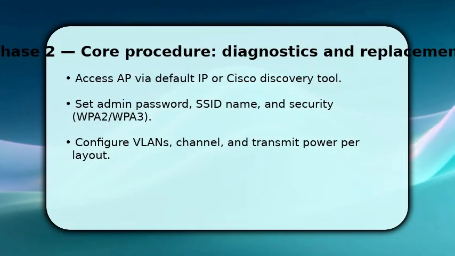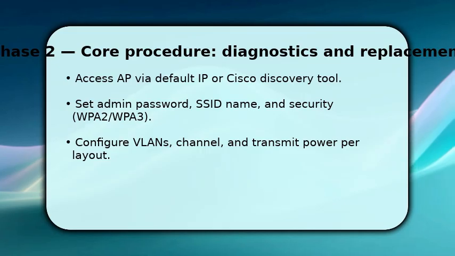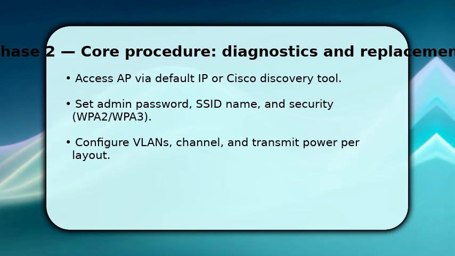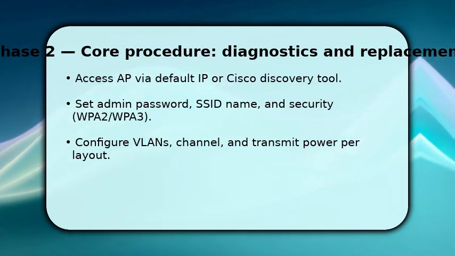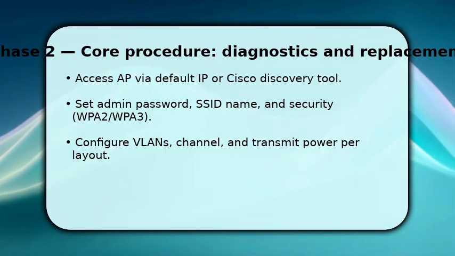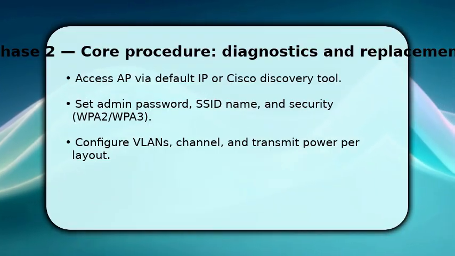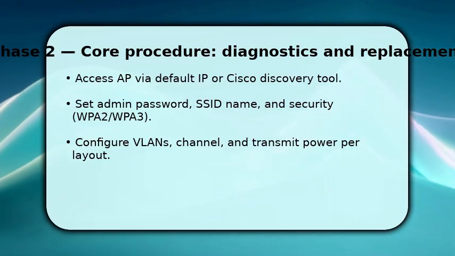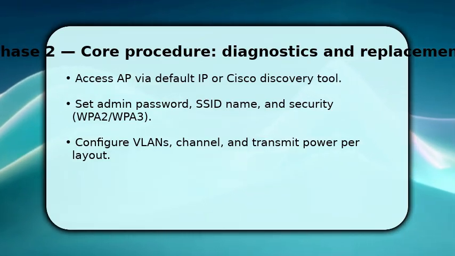You'll now reach the AP using the default IP, console, or Cisco Discovery software. Log in as admin and immediately change the default password because defaults are insecure. Next, create your primary SSID and pick WPA2 or WPA3 encryption. Choose WPA3 if all clients support it for stronger security.